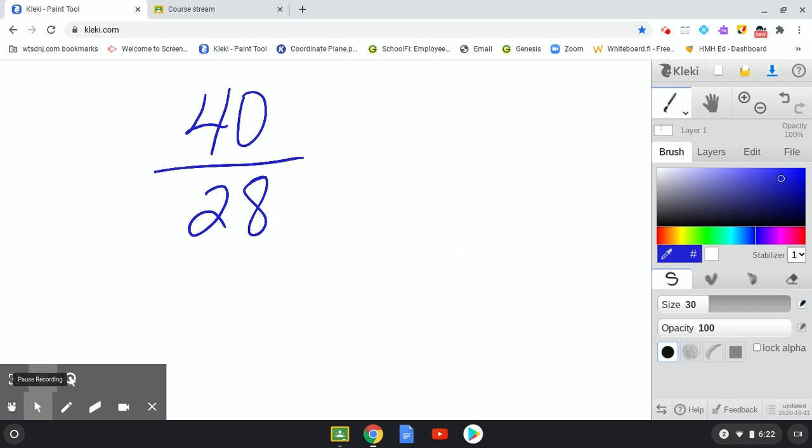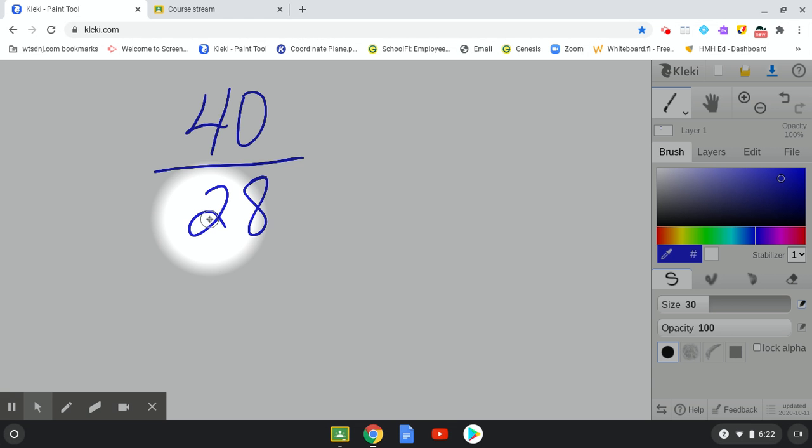Okay, so here I have 40/28. This is actually called an improper fraction because my numerator is larger than my denominator. So we would call this an improper fraction. But I just want to simplify it down, all right? I'm not changing it into a mixed number. I'm just simplifying it down.